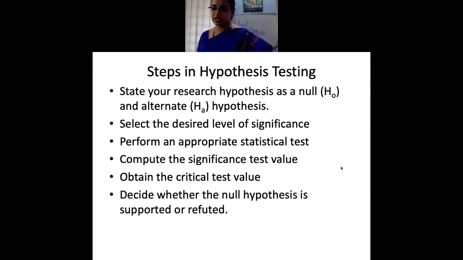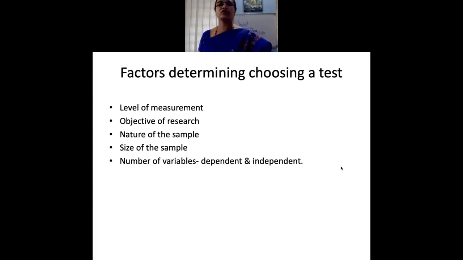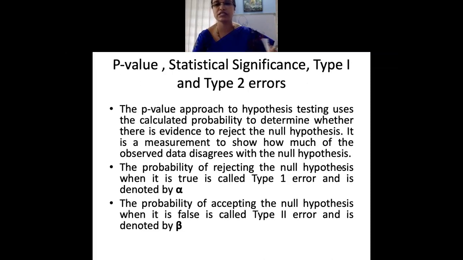The third important thing you're going to do is perform an appropriate statistical test. Now, of course, there are factors determining the choice of a test. This is where your p-value comes into the picture. What is p-value? P-value is the probability value of an error. Many people get confused about what a p-value is. P-value is the probability value of an error.